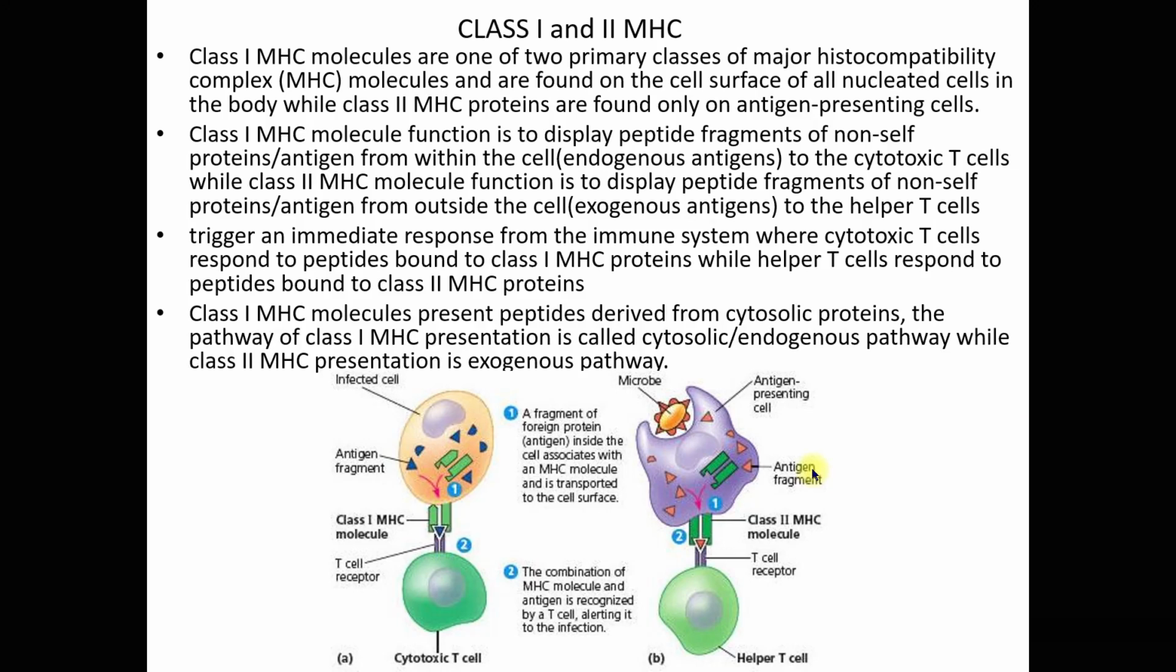Okay, class 1 MHC molecules present peptides derived from cytosolic proteins. So the pathway of the class 1 MHC presentation is called the cytosolic or endogenous pathway, while class 2 MHC presentation is an exogenous pathway, right? This is like what I mentioned earlier, because the peptides or the antigen came from inside the cells for the class 1 MHC presentation or class 1 MHC complex.